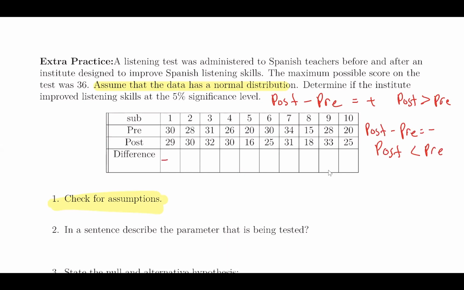So this one you get -1, you get 2, you get 1, you get 4, you get -4, you get -5, you get -3, you get +3, you get 5, and you get 5. All right. Everybody get how I got the difference of these?